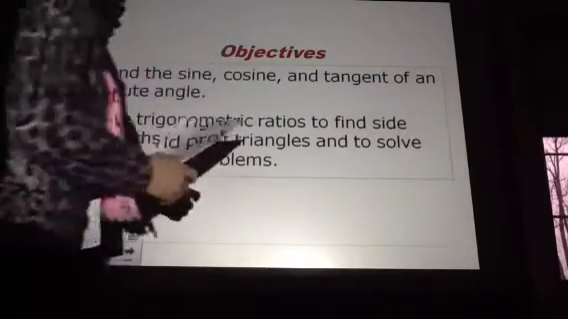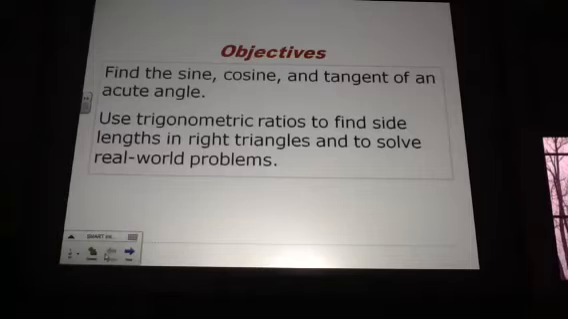Today we're going to do H-2 trigonometry ratios. Our objectives: find the sine, cosine, and tangent of an acute angle. Use trigonometry ratios to find side lengths in right triangles and to solve real-world problems.